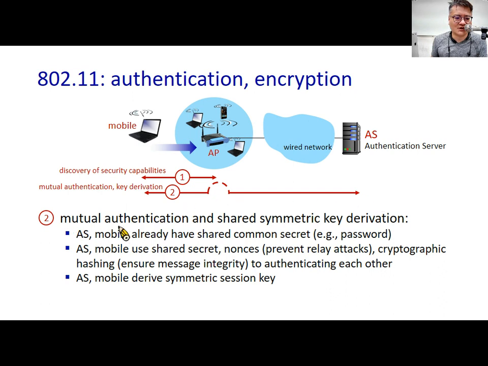Key derivation and mutual authentication, and share the symmetric key derivation. The authentication server and the mobile already have a shared common secret, like a password. The mobile uses the shared secret key and nonces, a random number, to prevent replay attacks, with cryptography and hashing ensuring message integrity so they authenticate each other. Then the authentication server and the mobile derive the symmetric session key.